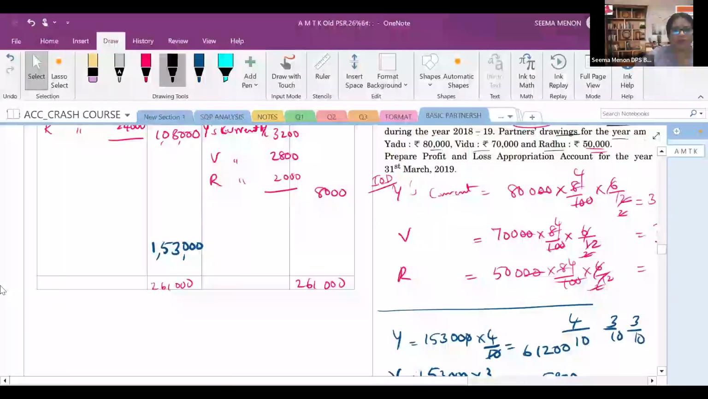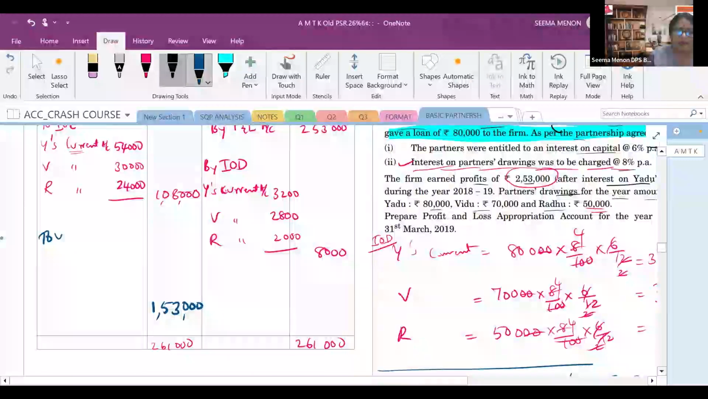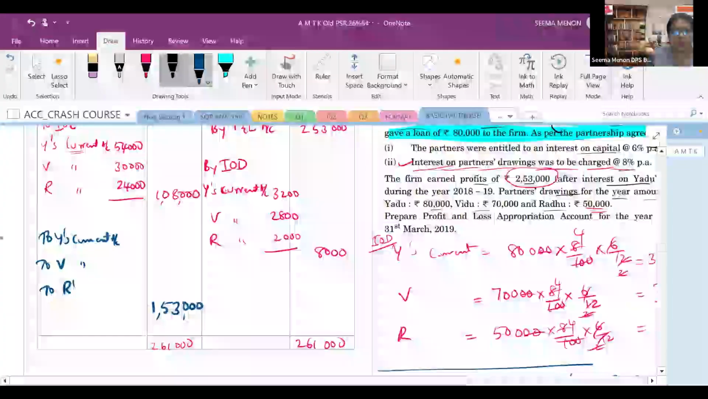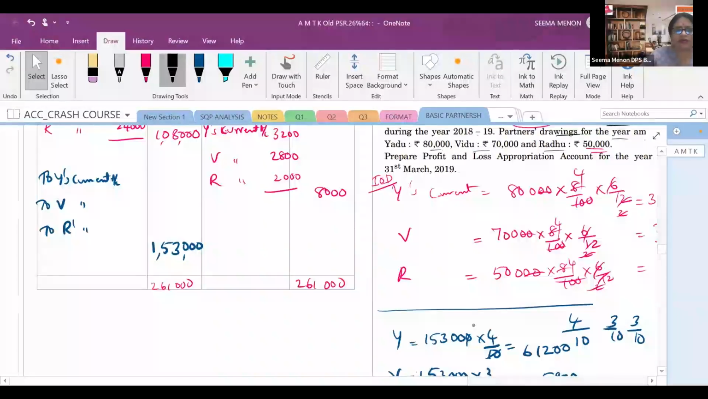Now, where will you enter this amount? The profit will be entered here. Profit also will be transferred to where? This will be transferred to Y's current account. Y's current account, how much? Then, who will be there? To Y, Vidhu. Vidhu's current account. Then comes the third one, that is Radhu's current account. What is the amount? See that amount. 61,200.